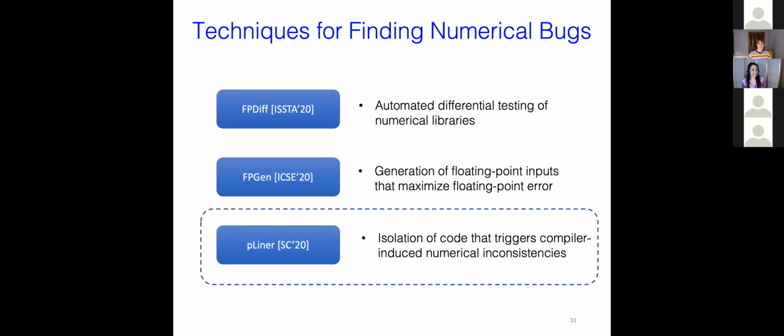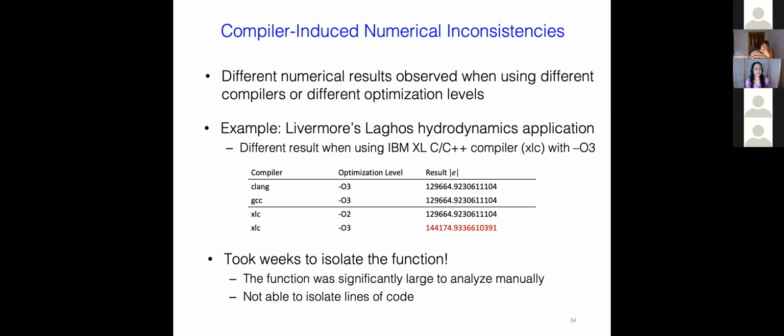And finally, I would like to talk about pLiner. pLiner is a tool that automatically isolates code that triggers compiler-induced numerical inconsistencies. And let me tell you a little bit about the problem that motivated this tool.